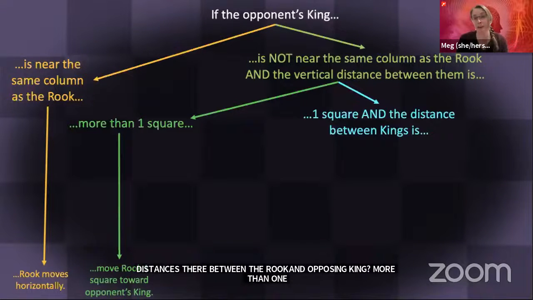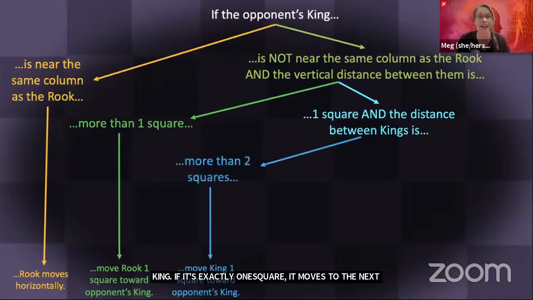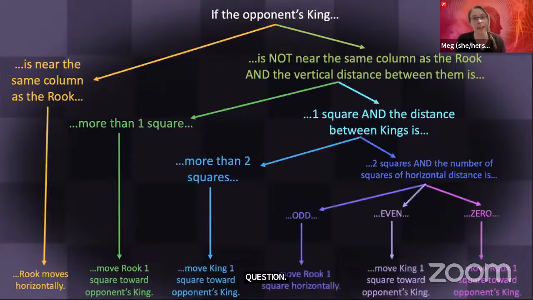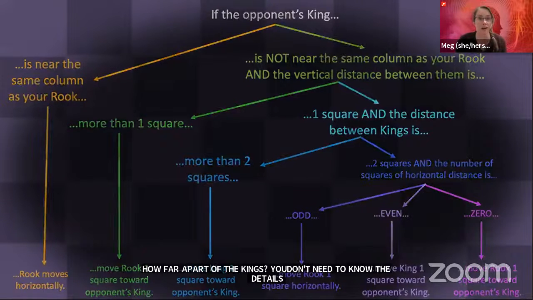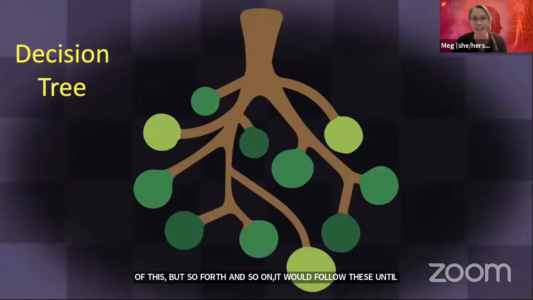How far apart are the 2 kings? And you don't need to know the details of this, but so on and so on down the chain. It would follow this string of decisions until it could make a move. And this kind of chart with all of these branching possibilities is called a decision tree, which I've added upside down so you can see all of the little branches descending downward.